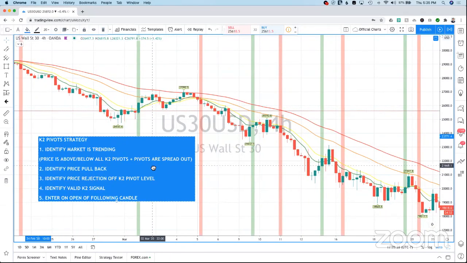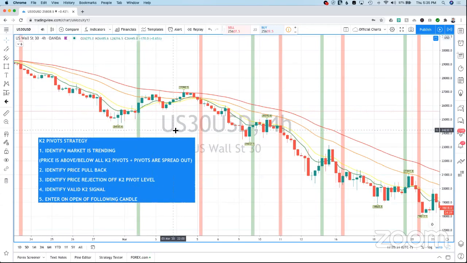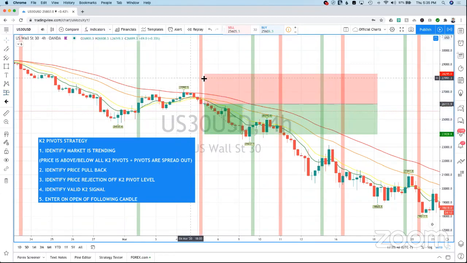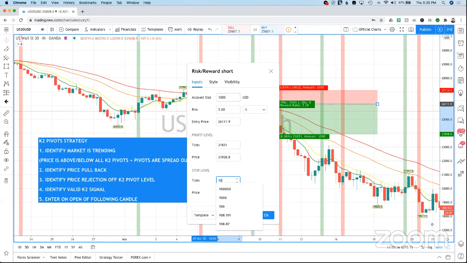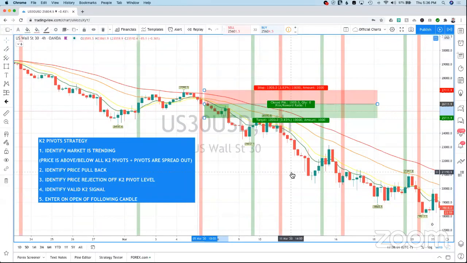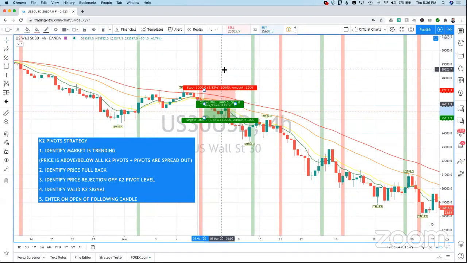Since all requirements are met, we can enter on the open of the falling candle. Depending on if you're watching this as the signal candle closes right here, you can enter at market. If not, you can enter a limit order or a buy stop or a sell stop order, depending on where price is at the time of entry. If you're going to enter on the open of the falling candle, which is right here, you'll put the stop loss at the previous swing right here, about 10,000 pips. So we'll just round that up to 10,000. And then you can see right here, price comes down and hits TP.